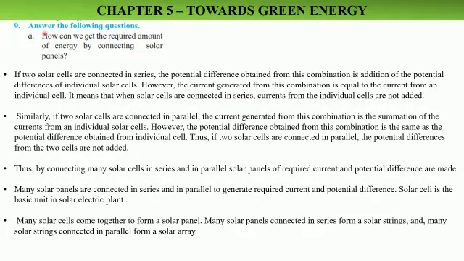Question number 9. Answer the following questions. How can we get the required amount of energy by connecting solar panels? So we have studied that by connecting the solar panels in series and parallel combination, we can increase the potential difference and the current flowing through it. So the answer has been framed here. It has 5 points and you will write down the answer in points.